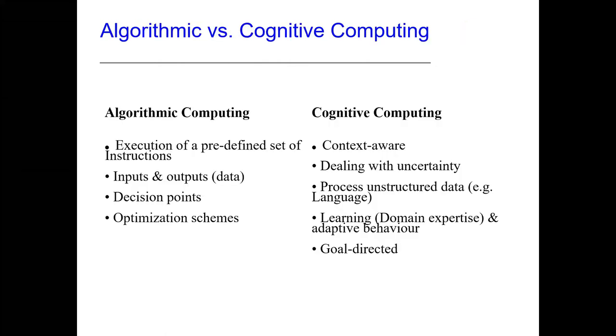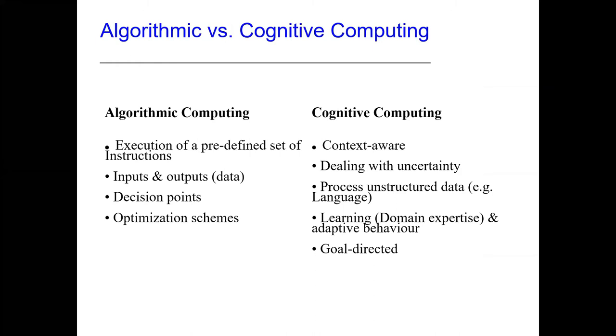So before going into artificial intelligence, we will see about algorithmic computing, and then we will go on to artificial intelligence. Algorithmic computing lies as the base for artificial intelligence. We are given a set of instructions: what would be the inputs, what is the desired output, the decision points, and finally the optimization schemes. This is how algorithmic computing actually works.